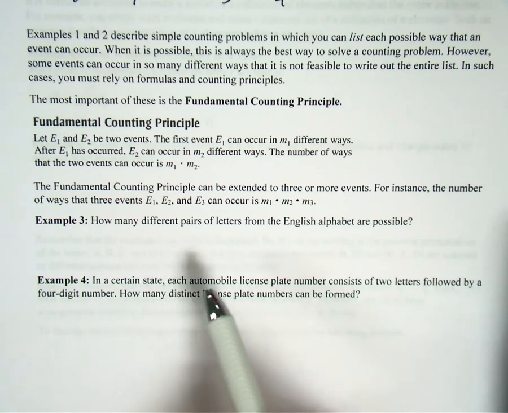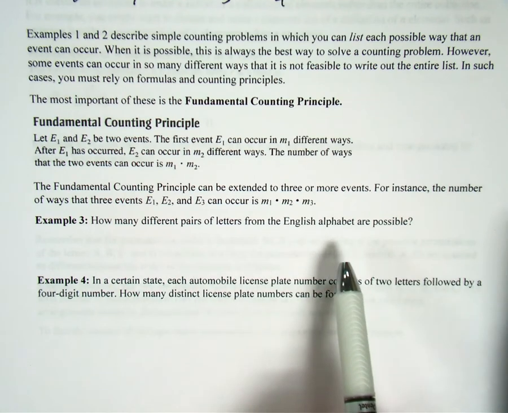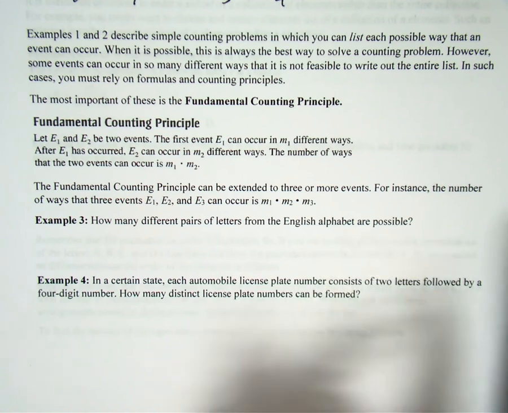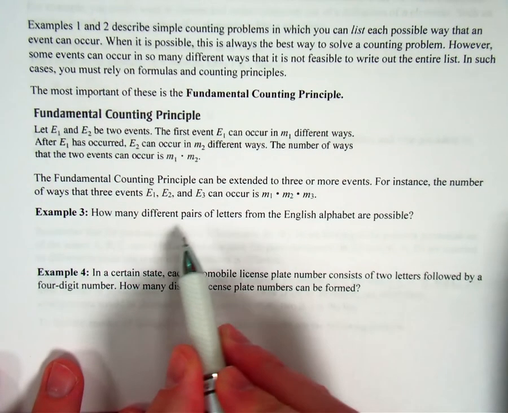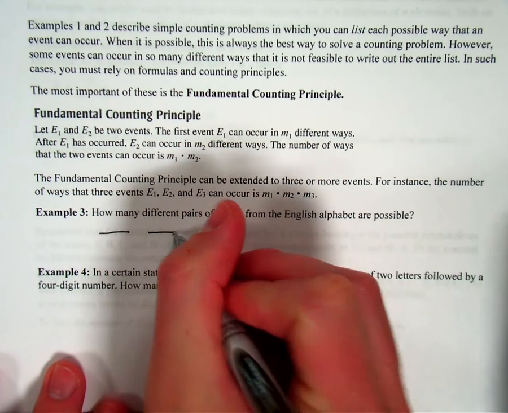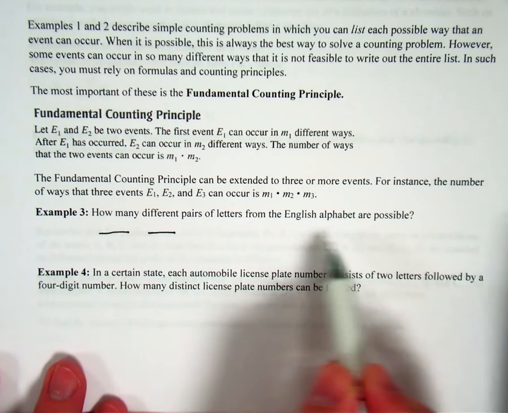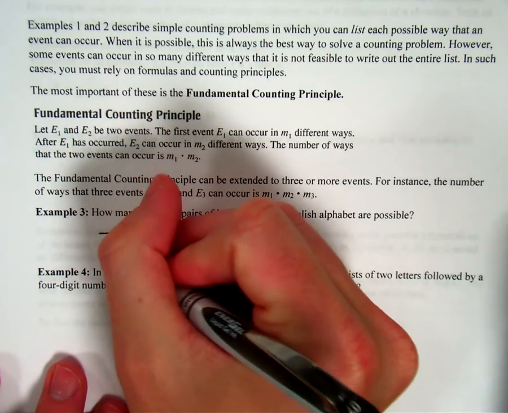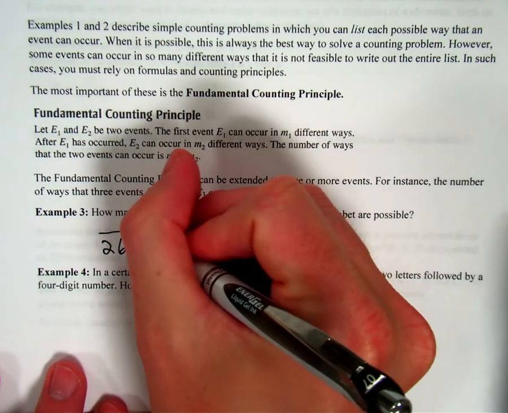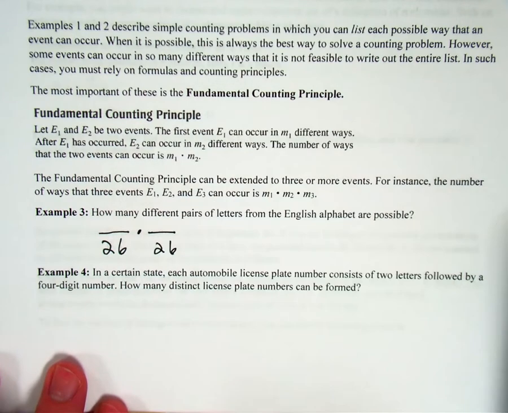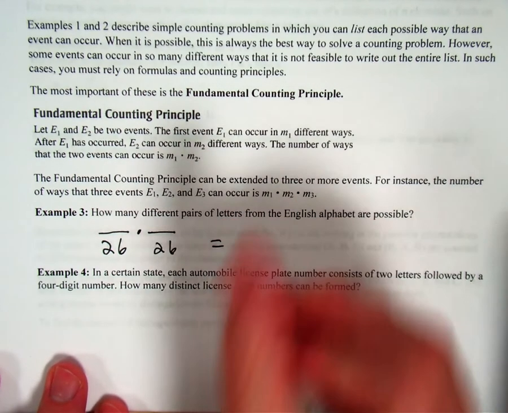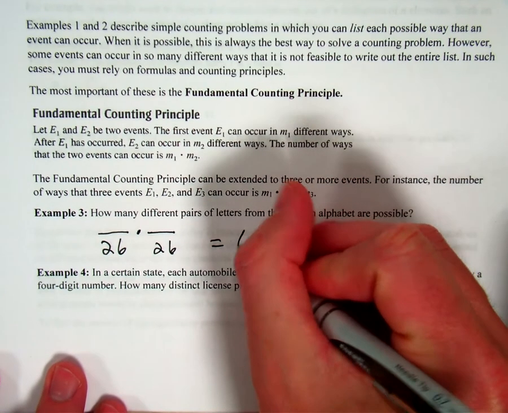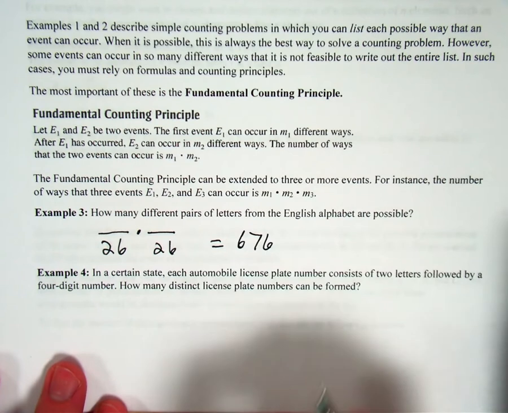Okay, how many different pairs of letters from the English alphabet are possible? Alright, so pair. We're picking 2 letters. How many letters do we have? 26. So you have 26 possibilities for the first spot and 26 possibilities for the second spot. And 26 times 26, we have 676 pairs of letters.